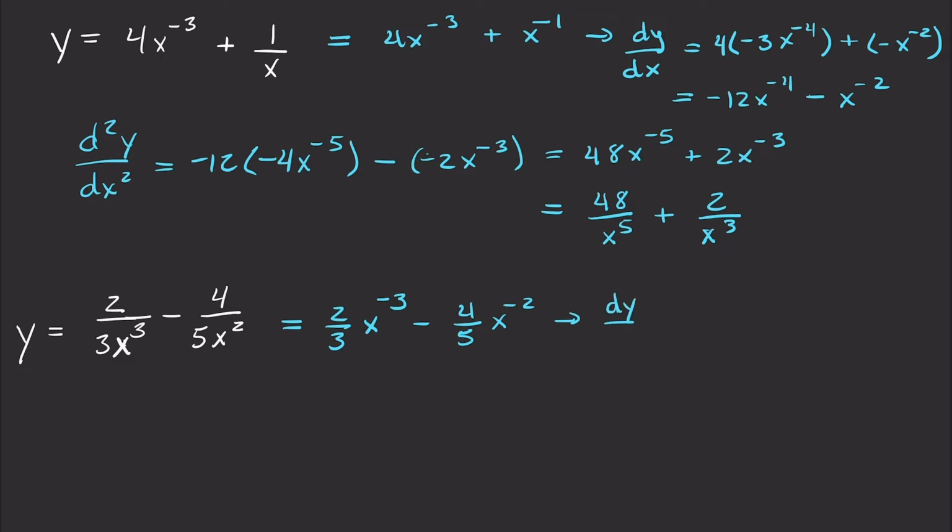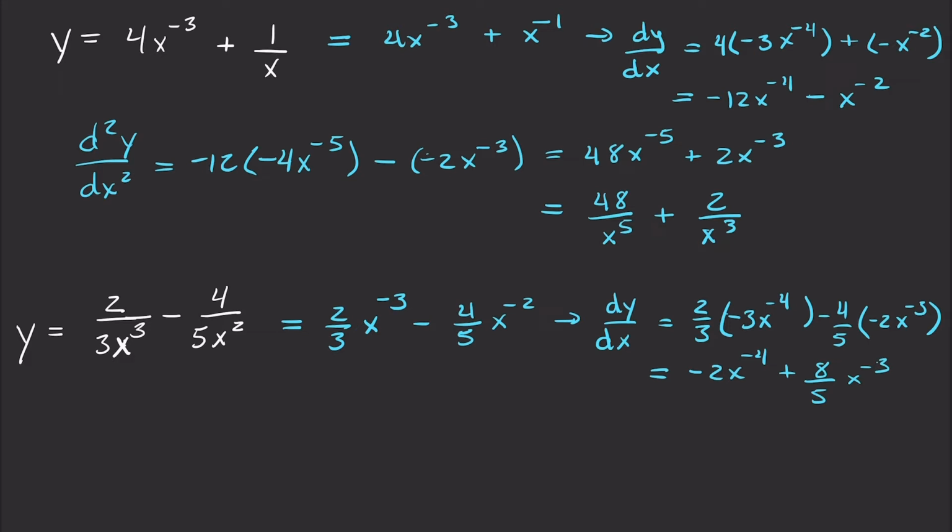And then my first derivative, leave 2/3 out front, pull down my exponent, subtract 1. The same for the next term, pull out my 4/5, my exponent of -2, go to -3. And then in the first term, my 3's will cancel. I'll have -2 x to the -4th. 2 and 4 will become 8. It'll go positive since there's 2 negative signs. 8 over 5, x to the -3rd.